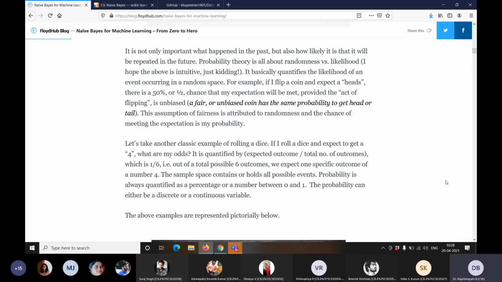The same coin you're going to flip, I'm going to flip, someone else is going to flip. All of them are going to flip. You're saying that for every person, whenever he flips a coin, the chance of head or tail is 50%. How did you come up with that?